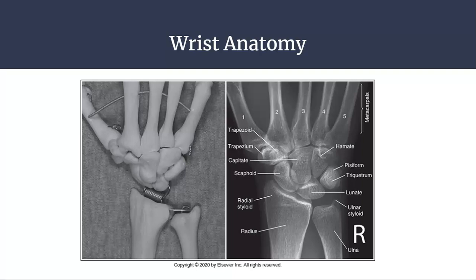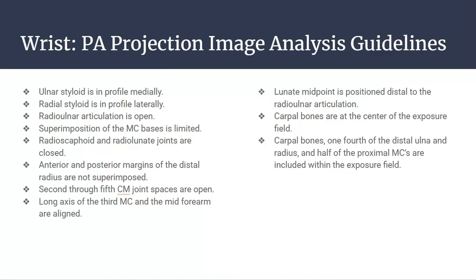The carpal bones are at the center of the exposure field. The carpal bones, 1/4 of the distal ulna and radius and half of the proximal metacarpals are included within the exposure field. I will say the one caveat is that hospital protocol will determine how much of the distal radius and ulna and metacarpals you will capture within your projection. Here are those image analysis guidelines for your review.